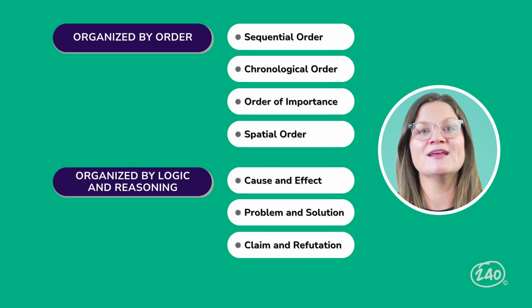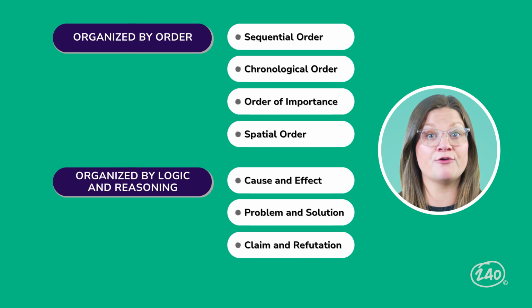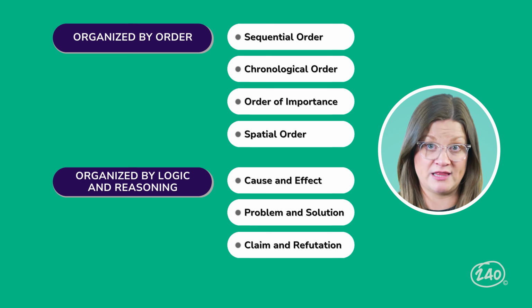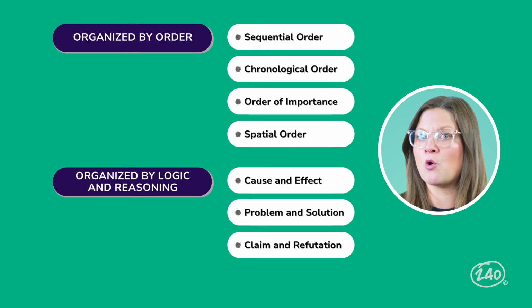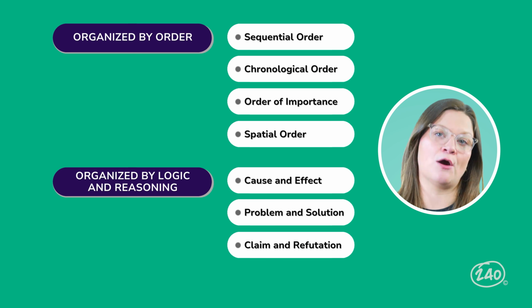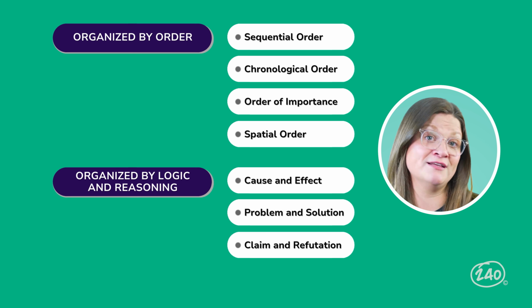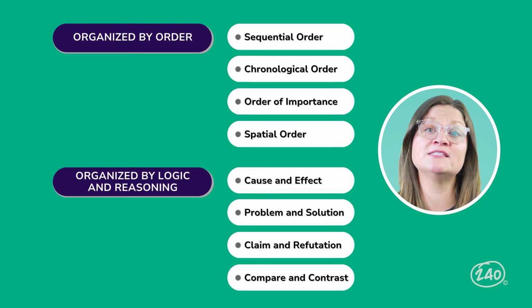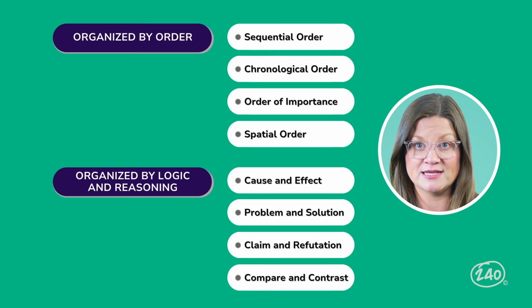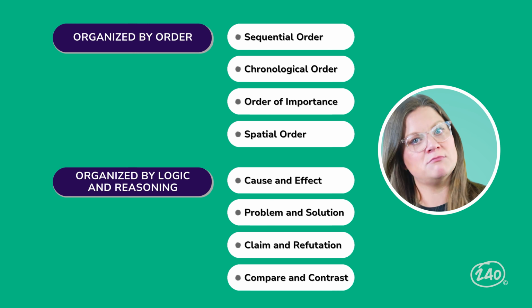Claim and refutation is a type of organization in which the author argues against a statement, fact, or claim. Look for the author to provide a statement, use however or in fact, and then provide counterarguments to identify this type of organization. Compare and contrast is a type of organization in which the author provides similarities and differences about two ideas. For example, pros and cons.